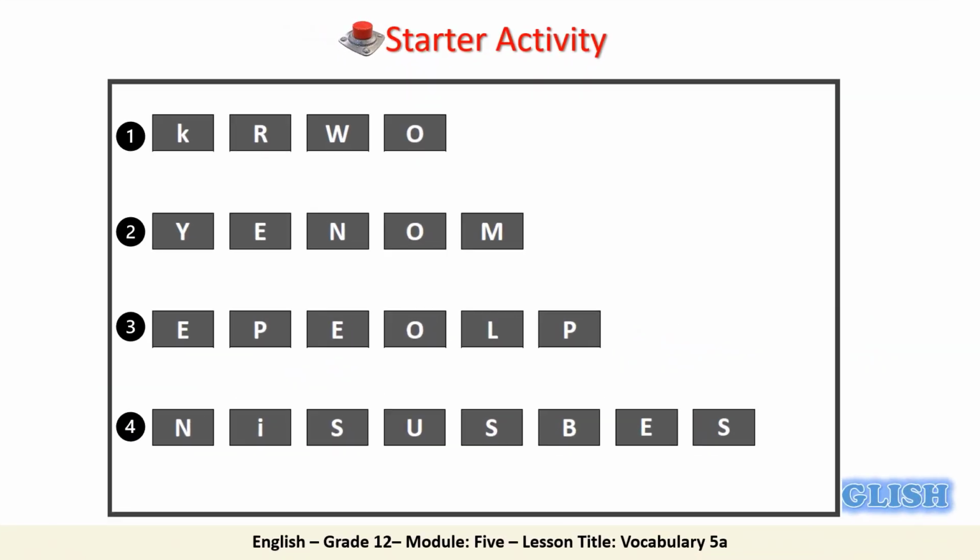Let's warm up with a starter activity. You have scrambled letters of 4 words. Please pause this video here and try to find these words by putting the letters in the correct order.